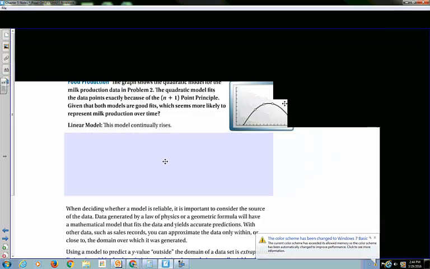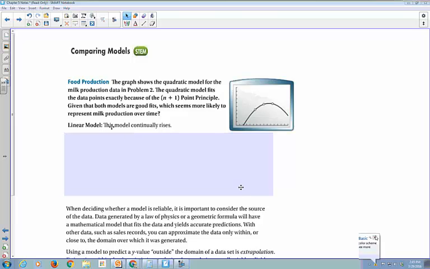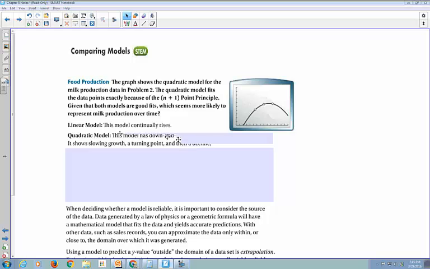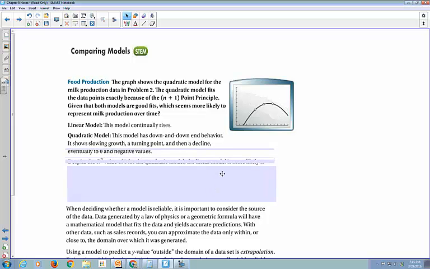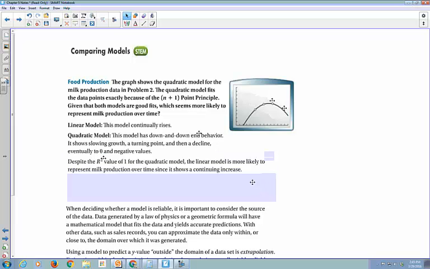So for a linear model, the model continuously rises. For a quadratic model, it has down, down, end behavior. So it starts down and ends down. It shows slowing growth, a turning point, and then a decline, eventually to 0 and negative values. So our r-squared value of 1 for the quadratic model, the linear model is more likely to represent milk production since it shows a continuing increase. People are drinking more and more milk.